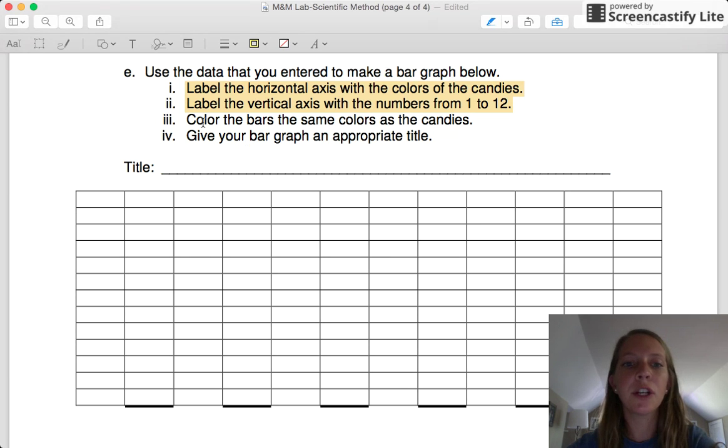Okay? Then you're going to color the bars the same colors as the candy. So if you had blue right here and you had 5 blue, you're going to color all the way up to wherever the 5 was with the color blue. The last thing you'll do is you'll give your bar graph an appropriate title right here.